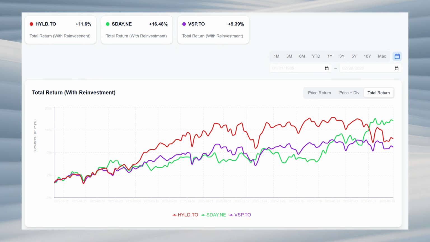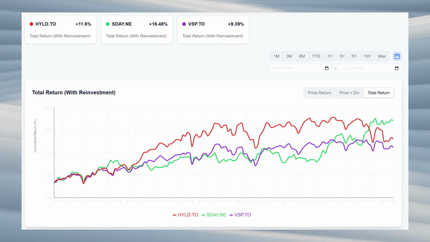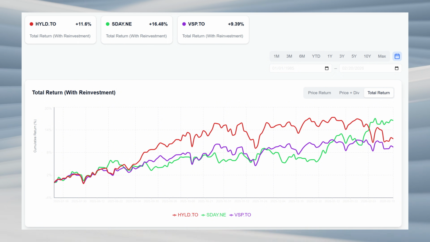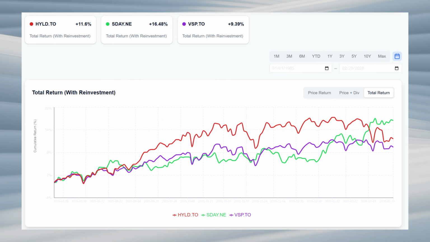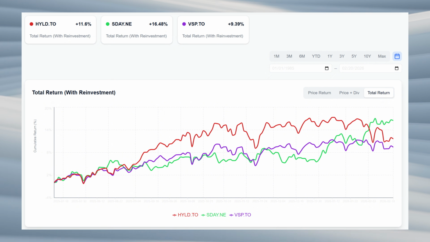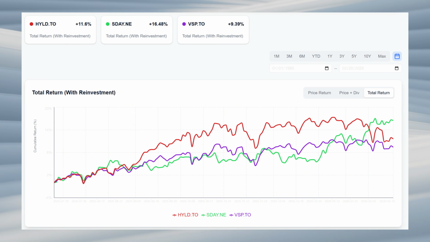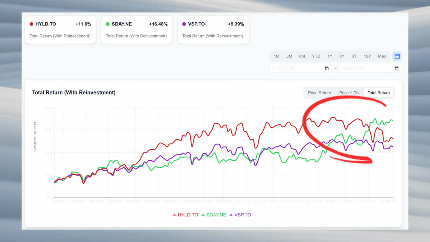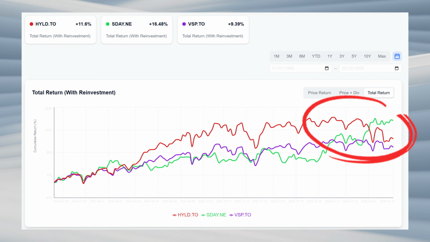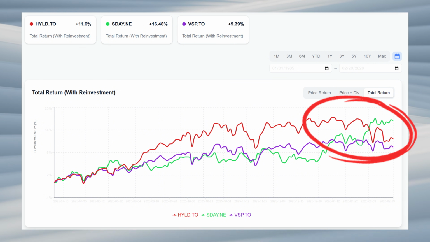If you look closely at the price action on this chart, it's pretty fascinating. For a long time, HYLD was absolutely dominating SDAY, with its returns leading by a wide margin. However, pay attention to the far right side of the chart, specifically around early February of this year. Both the HYLD and the VSP suffered a significant drawdown.